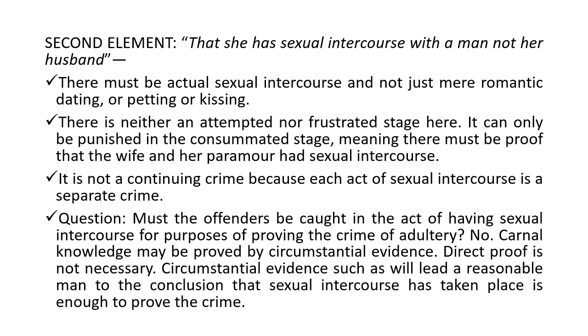Question: must the offenders, I am referring to the guilty spouse and her paramour, be caught in the act of having sexual intercourse for purposes of proving the crime of adultery? The answer is no. Carnal knowledge may be proved by circumstantial evidence. Direct proof is not necessary. Circumstantial evidence such as will lead a reasonable man to the conclusion that sexual intercourse has taken place is enough to prove the crime.